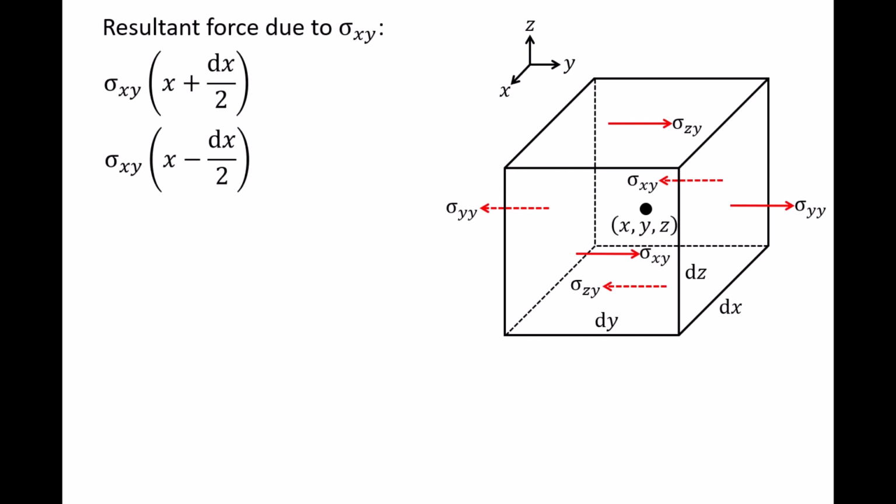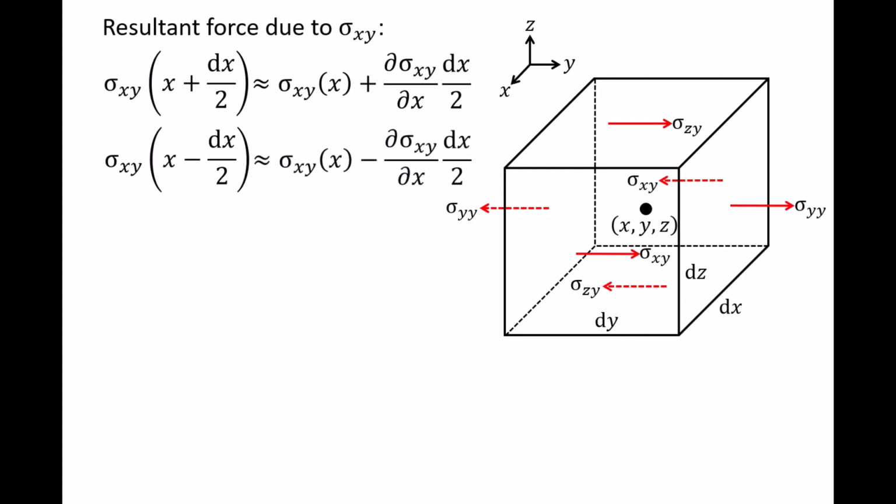We once again can use a Taylor series approximation to relate the stresses at the front and rear surfaces to the center of the control volume. Sigma xy at the front surface is approximately sigma xy at the center plus partial sigma xy partial x times the distance between the front surface and center, which is dx over 2. We neglect all terms that are dx squared and higher because they are very small for a small control volume. Sigma xy at the rear surface is approximately sigma xy at the center minus partial sigma xy partial x times the distance between the rear surface and center, dx over 2.